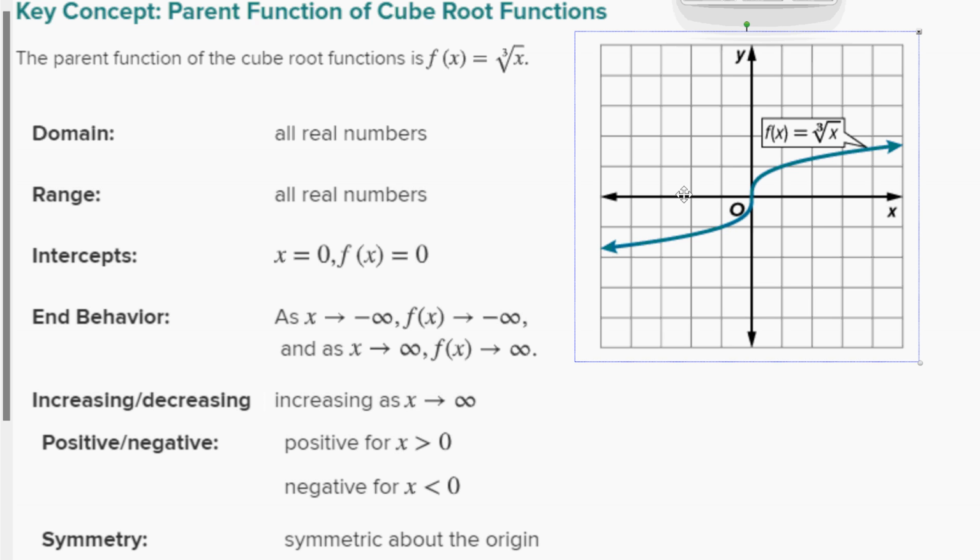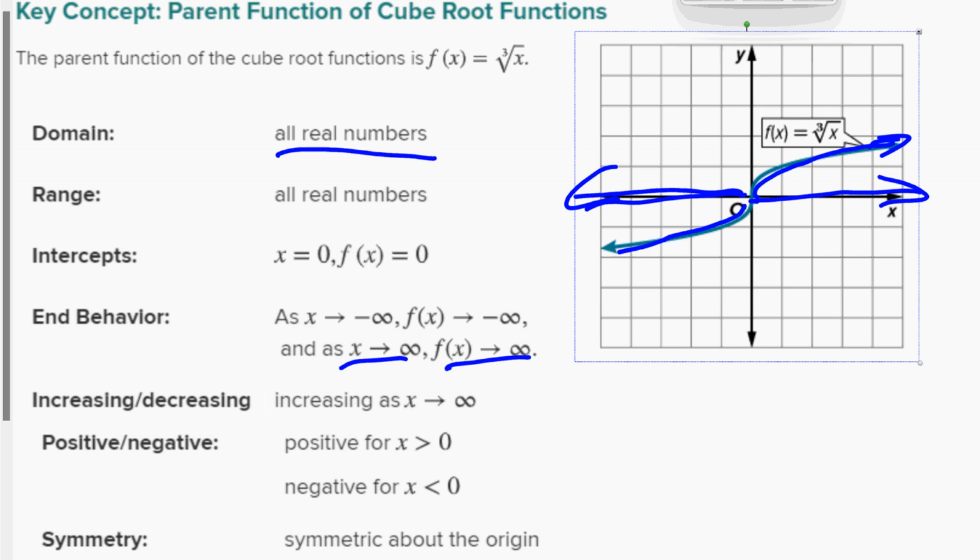The concept of section 4 is looking at cube root functions. So cube root functions, they look like this. They go on forever to the right, and they go on forever to the left. So that means their domain is all real numbers. And this does continue to go up. As I go to the right, it continues to go up, and as I go to the left, it continues to go down. So that means that the range is all real numbers too.